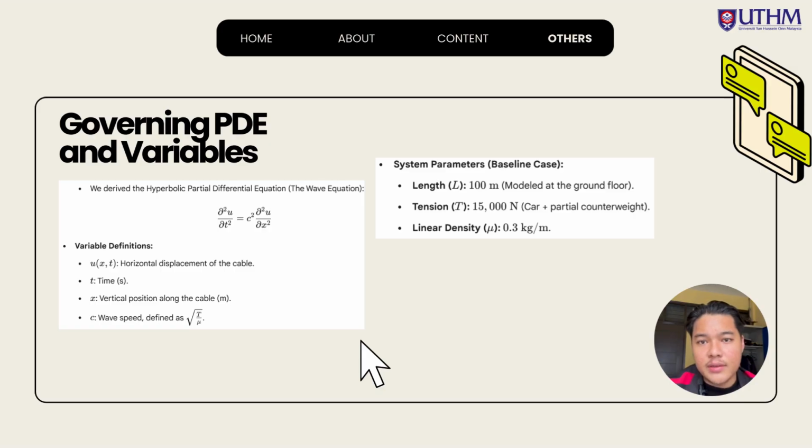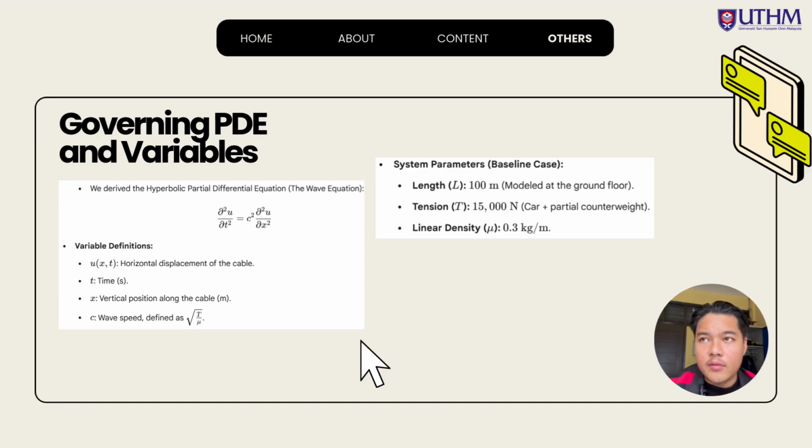Second, tension T. We use 15,000 newtons, which accounts for the weight of the car and the counterweight. And then the third is linear density. The cable mass is 0.3 kilograms per meter. Our goal is to predict how the specific cable behaves when it is disturbed by a wind load.